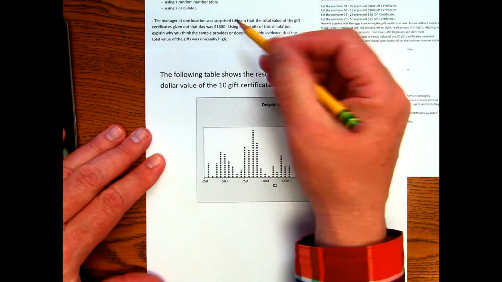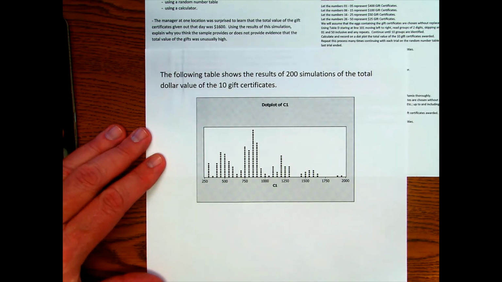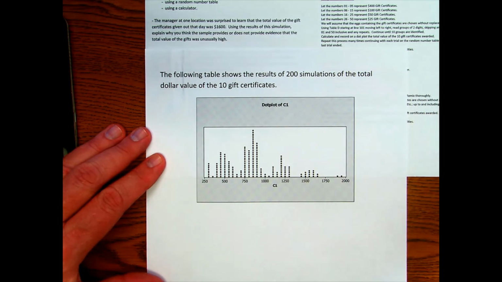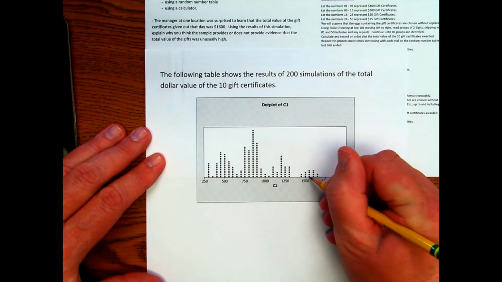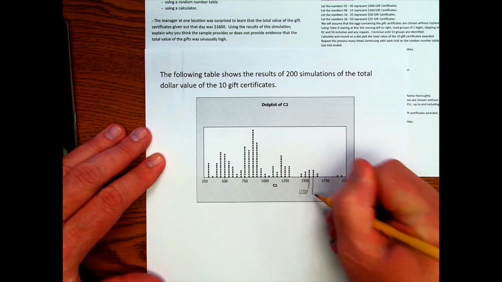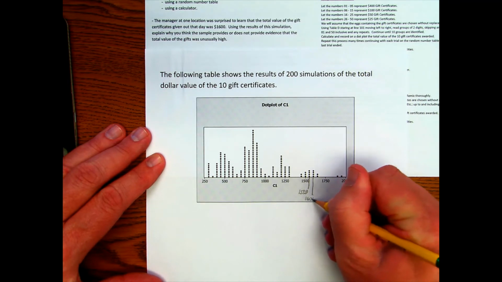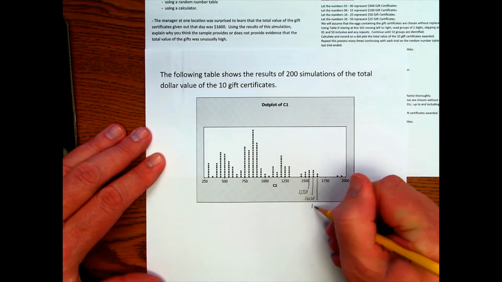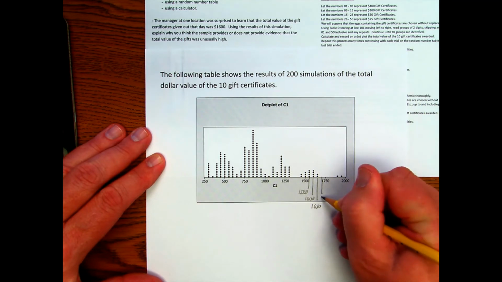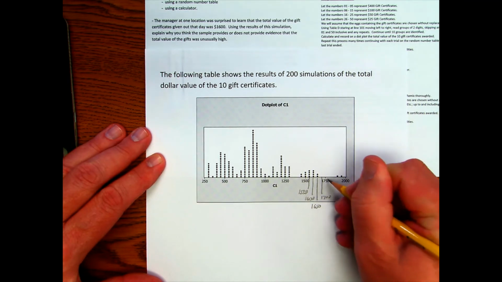All right, so what we need to do is find 1,600 in this graph. The scaling is not the best. I believe each of the dot sets here is 50, but let's confirm that. So that would make this 1,550. That would make this 1,600. That would make that 1,650. And then that missing space right there would be 1,700 and then 1,750.